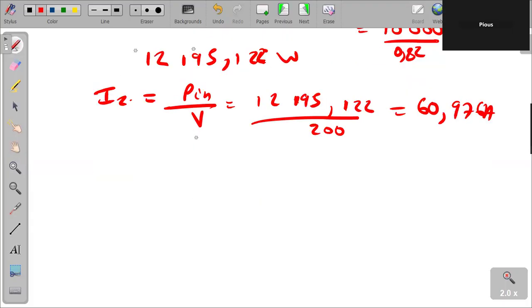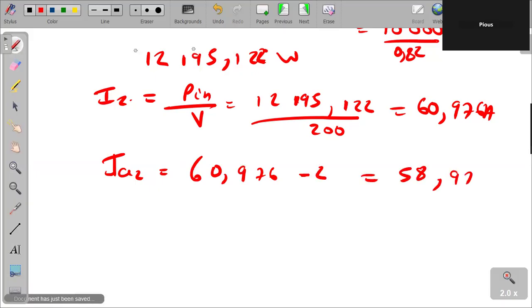With that, we can now find IA2. IA2 is going to be equal to, has the field winding been added to something or anything? Nothing. It's still the same field winding that we had, which had a current of 2 amperes. So the current has not changed. So we can safely say now 60.976 minus 2. Punching that on the calculator gives us 58.976. That marks our IA2.